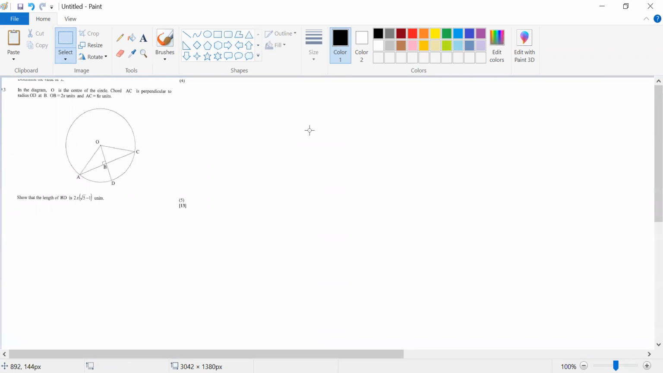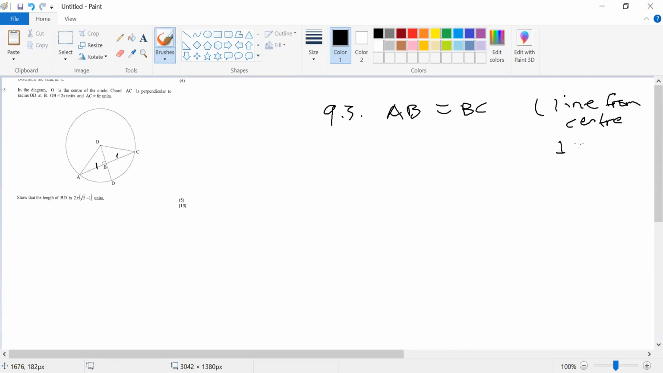Now, this is a very straightforward theorem 1 question where we have a line from the center drawn perpendicular to the chord, which bisects the chord. So for 9.3, what we need to just make sure we state is that AB is equal to BC. That's the most important thing for us right now, because that's really one thing we know based on the theorem, and that's just the whole reason: line from center perpendicular to chord.